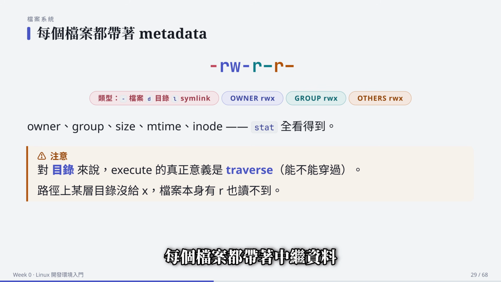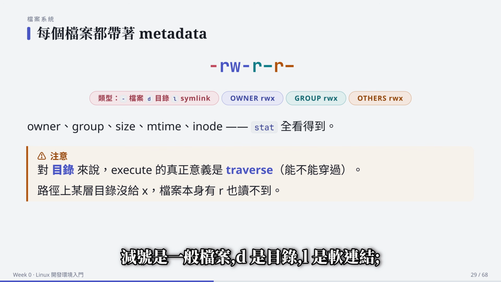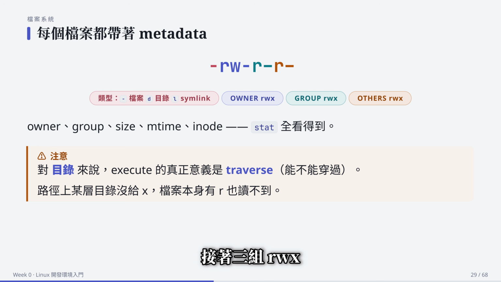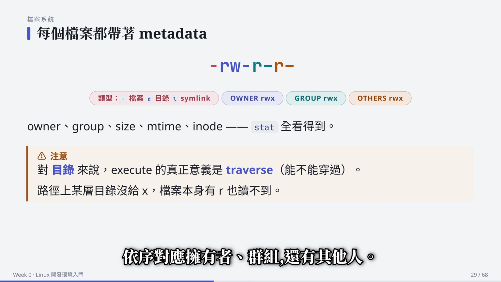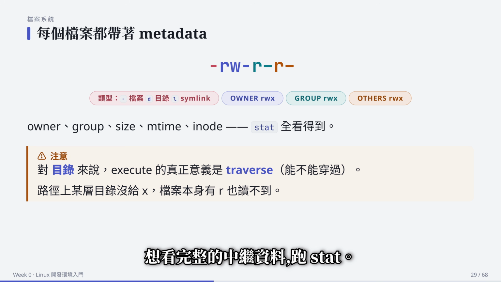Every file carries metadata, that long string at the start of ls -l output, something like rw-r--r--. The first character is the type, a dash for a regular file, d for a directory, l for a symlink, then 3 groups of rwx corresponding in order to the owner, the group, and others. To see the full metadata, run stat.